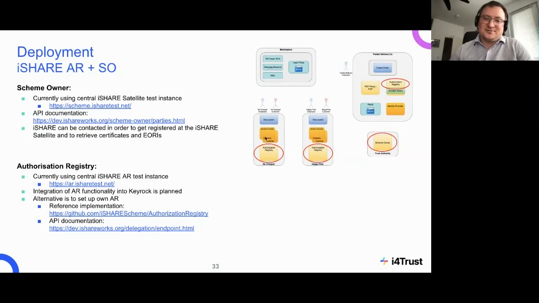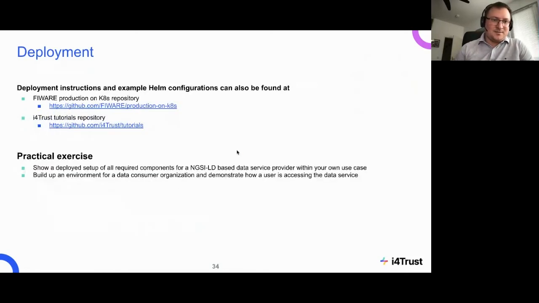And for the authorization registry, we're also using a central test instance from iShare. But of course, one could also set up its own registry within the environment. There's also a reference implementation available. We've put the link here and also the API documentation of this registry. And there are already plans to integrate the authorization registry functionality into the Keyrock identity provider.